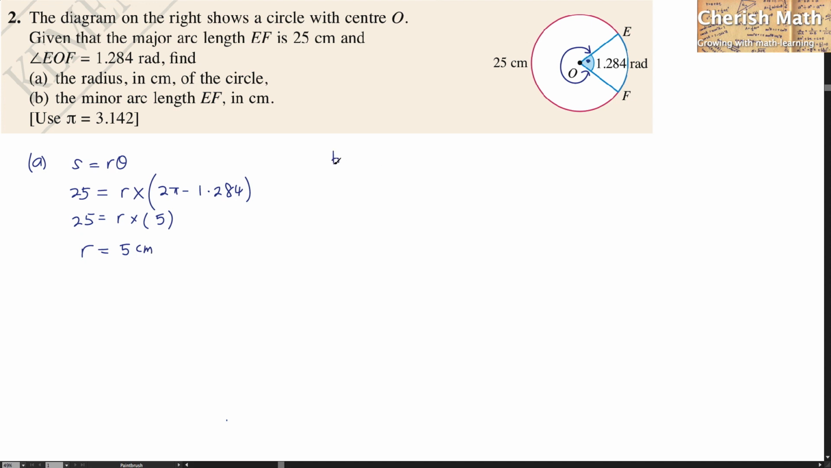For the solution of part B, I am going to use the same formula that I have written here, and that is going to be the radius of 5 times the angle theta. In our case here, that would be 1.284. The answer that I'm getting here is 6.42. That stands for the arc of the minor EF here.